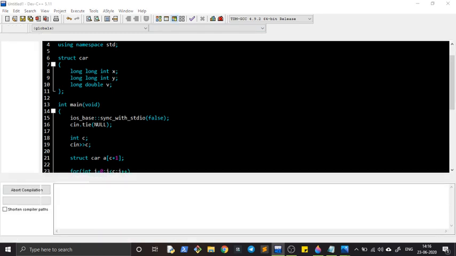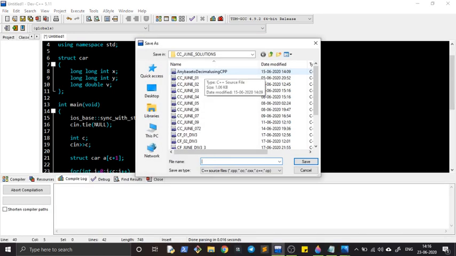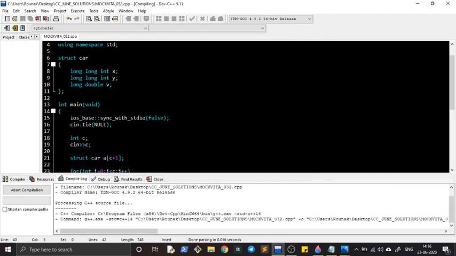Let me once check it with my sample input output. So let me save it. We will have Mockvita underscore 3, 2. Okay, 3 2. I already solved it during the contest, that's why.